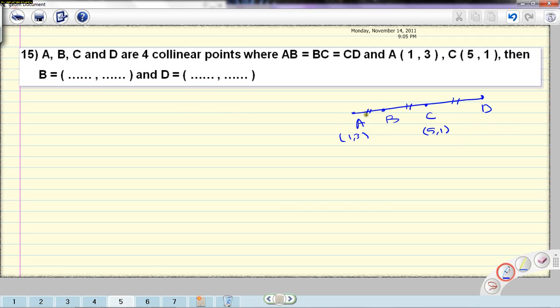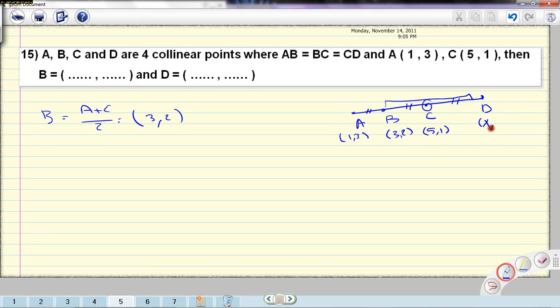B simply is the midpoint of AC. So to get the ordered pair of B, I'm going to add A plus C over 2. And the answer will be (3, 2). This is B, (3, 2). But D is not a midpoint. The midpoint is C. C is the midpoint of BD.